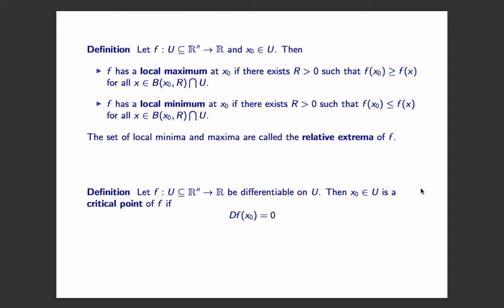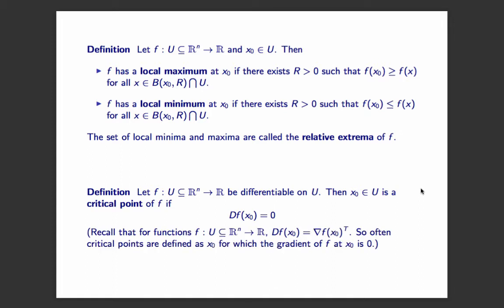Let's define what a critical point is. And of course we know that critical points are related to local maximums and minimums. So let f mapping a subset of Rn to R be differentiable on U. Then x naught in U is a critical point if the derivative of f at x naught is 0. Recall that the derivative for such functions is the gradient transpose. So oftentimes in other texts you may see that a critical point is defined when the gradient of f at that point is 0. But of course it's the same thing because one is just the transpose of the other.